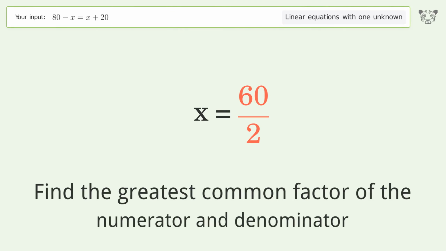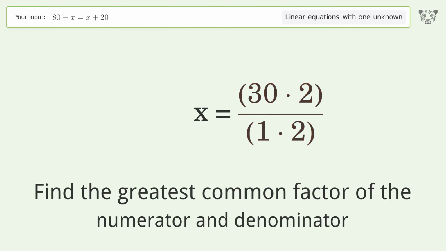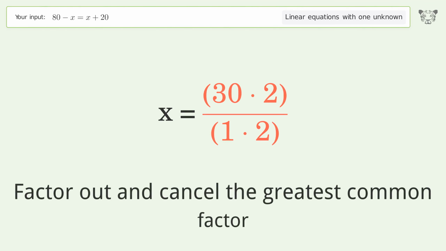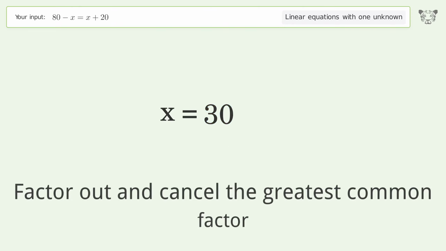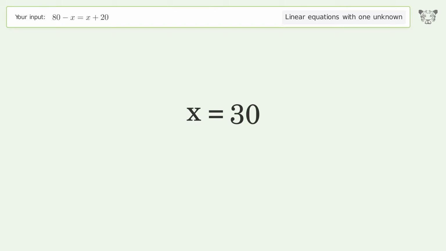Find the greatest common factor of the numerator and denominator. Factor out and cancel the greatest common factor. And so the final result is x equals 30.